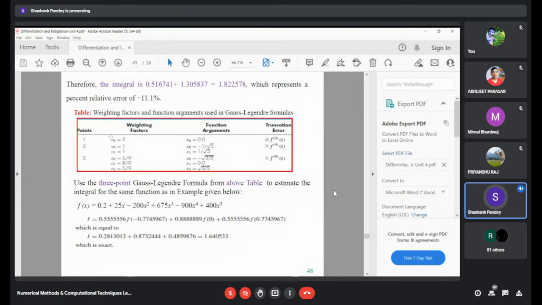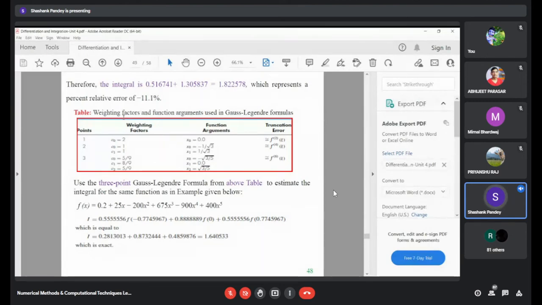If we wish to use the 3-point Gauss-Legendre formula, we will multiply the weights C0, C1 and C2 with 5 by 9, 8 by 9 and 5 by 9, and evaluate the function at minus root 3 by 5, 0 and plus root 3 by 5, and we will get more accurate results. The value of the integral evaluated using the 3-point Gauss-Legendre formula comes out to be the exact value of 1.64053, which is given by equation number 48.